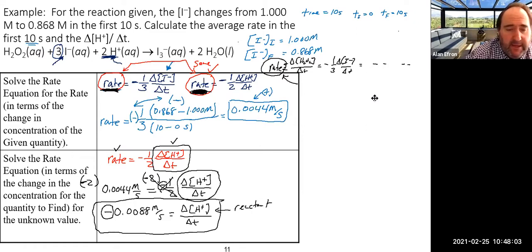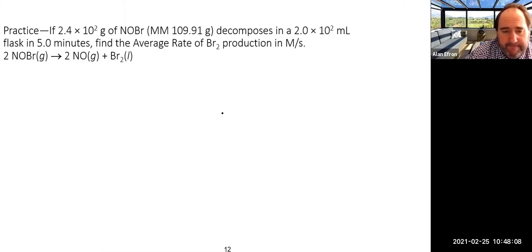Okay. So why don't we try another one here and see what you come up with. All right, so why don't you give this a go? We have 2.4 times 10 to the 2 grams of NOBr. The molar mass is 109.91. It decomposes in a 2 times 10 to the 2 milliliter flask in 5 minutes. What is the average rate of Br2 production in molarity per second, if that's our equation? So take a few minutes, see what you come up with, and then we'll talk about it. Hopefully we'll all end up at the same spot.